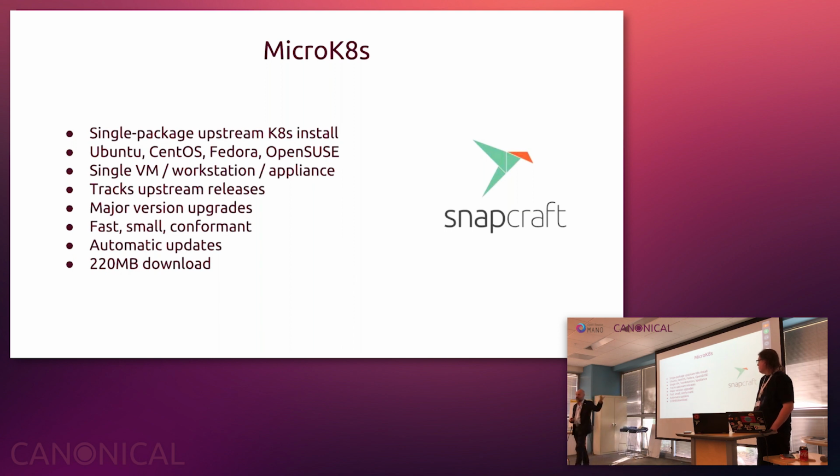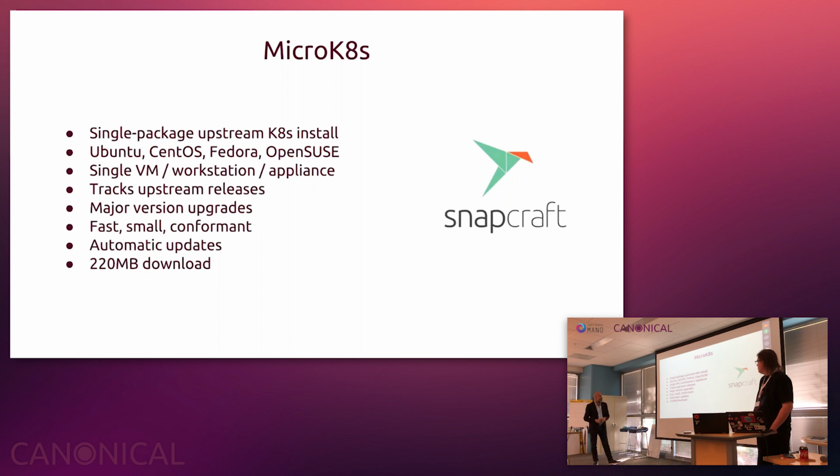It's useful for a single VM or a single workstation or a single appliance. People are using microkates for IoT, for example. If you've got a CPE, a single box, a top of rack switch, a robot, right? It's never going to be elastic. You're not scaling out the cluster effectively, but you do want a Kates there on that box. Then microkates is really nice, because on that box you just say, give me microkates, and you'll get upstream Kubernetes in one command.